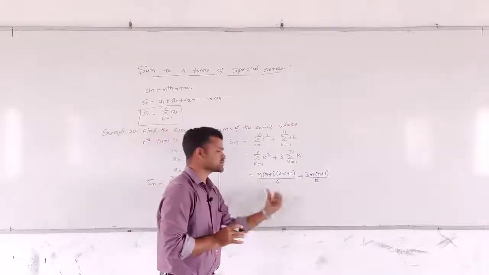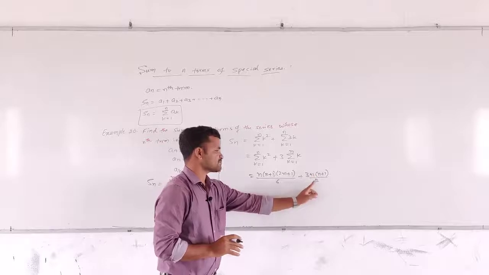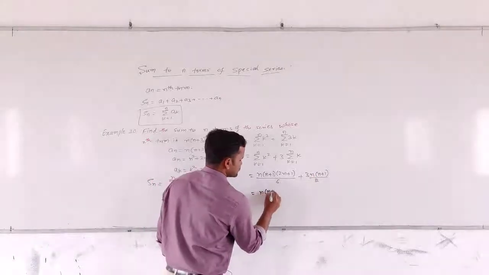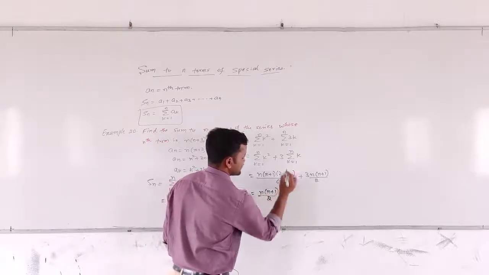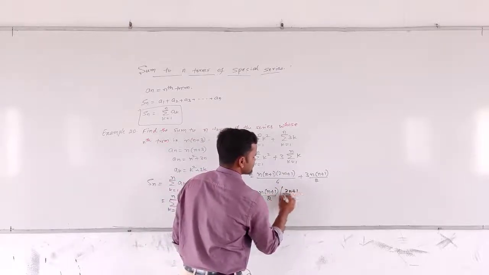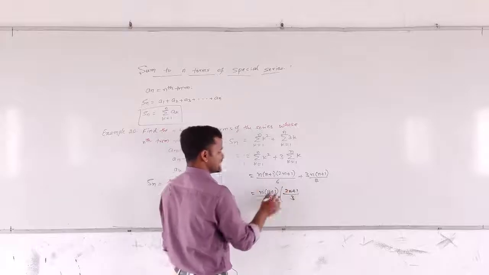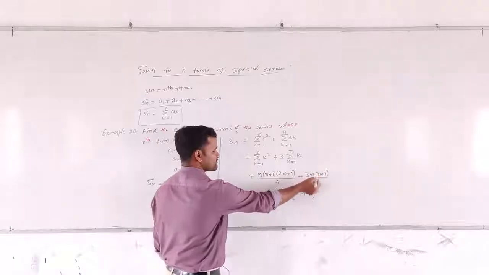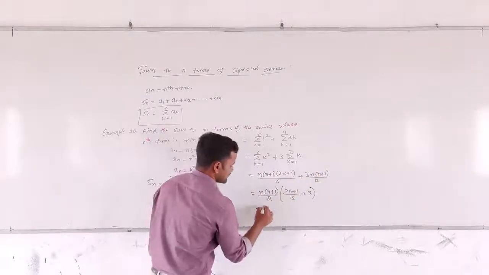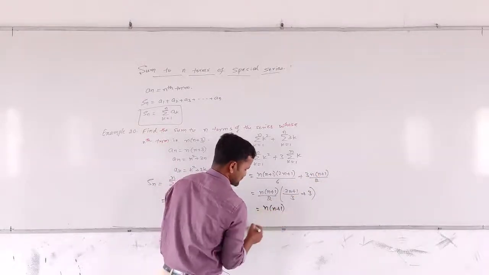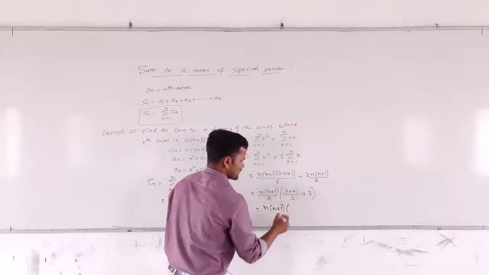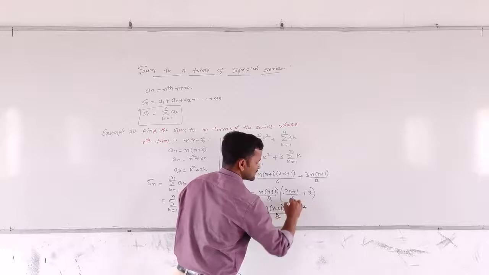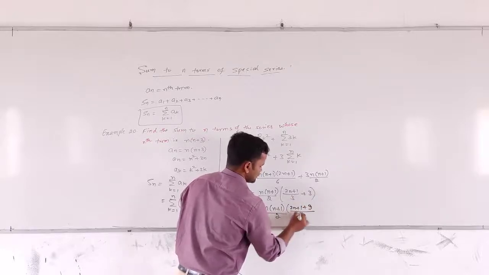What is common in these two terms? N into n plus 1 by 2 is common. Take it out. N into n plus 1 by 2. Now the remaining terms: 2n plus 1 by 3 from the first term, and from the second term it is just 3. N into n plus 1 by 2 is outside. You simplify this. If I cross multiply, this becomes 2n plus 1, plus 3 into 3, 9, divided by 3.